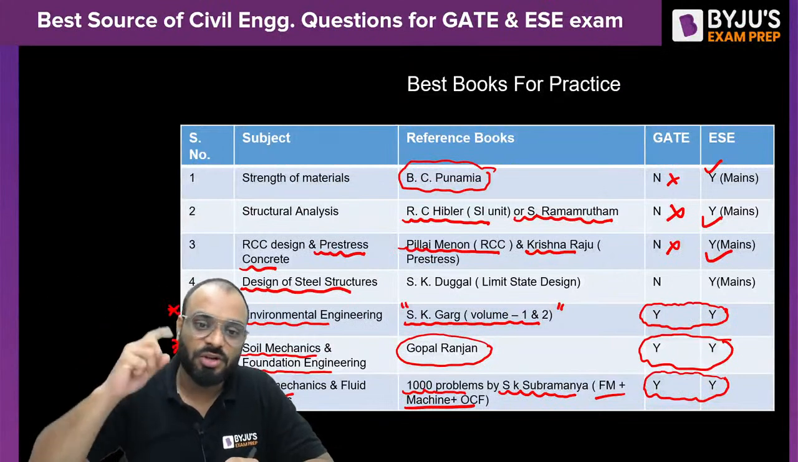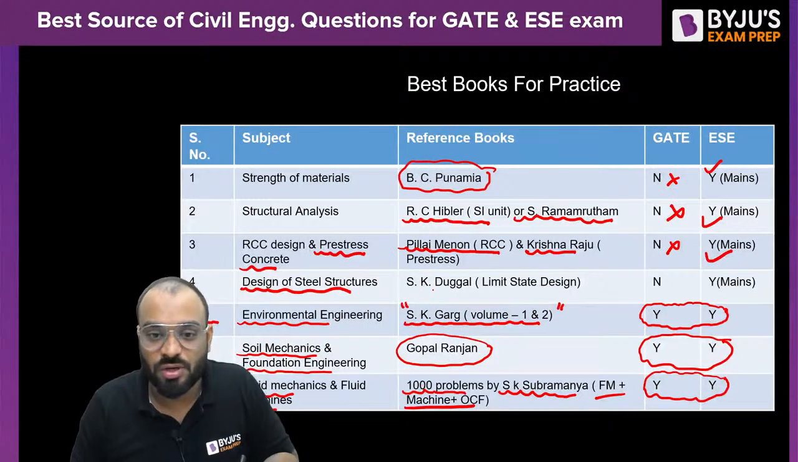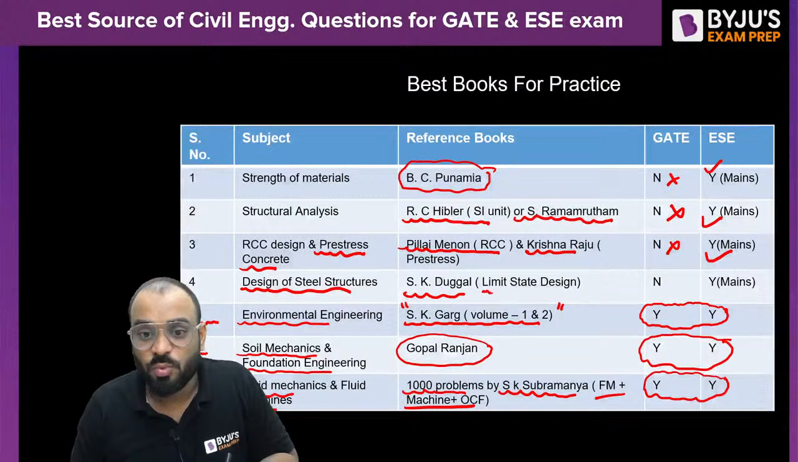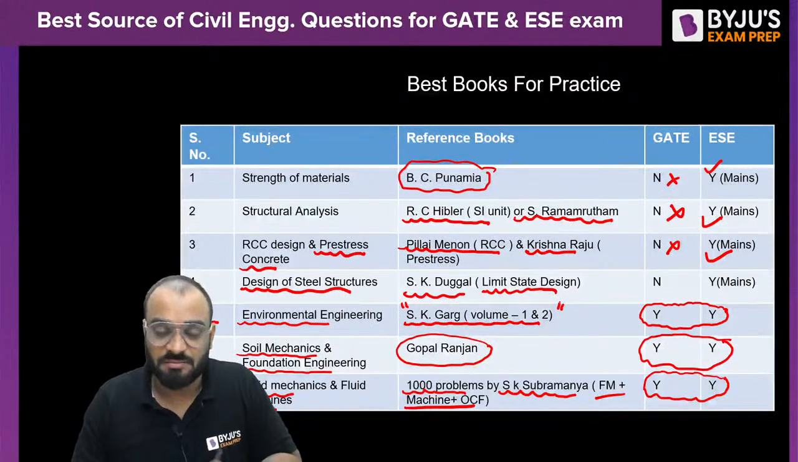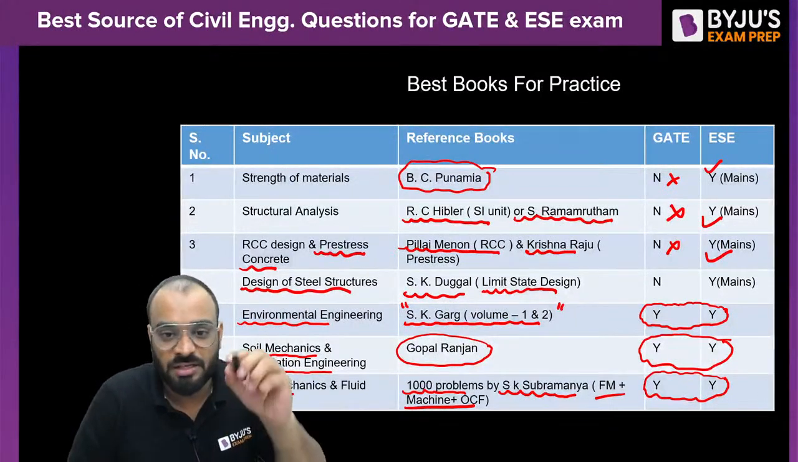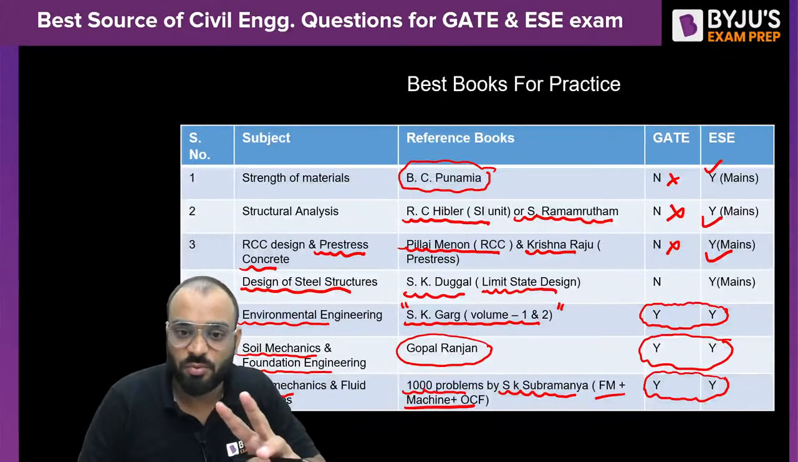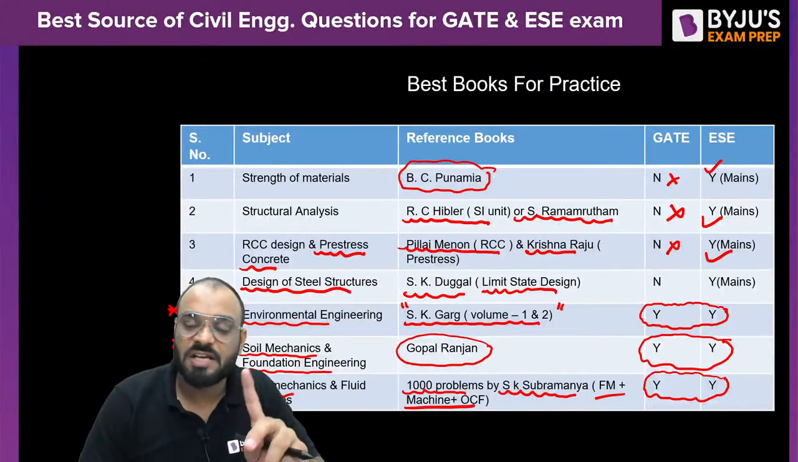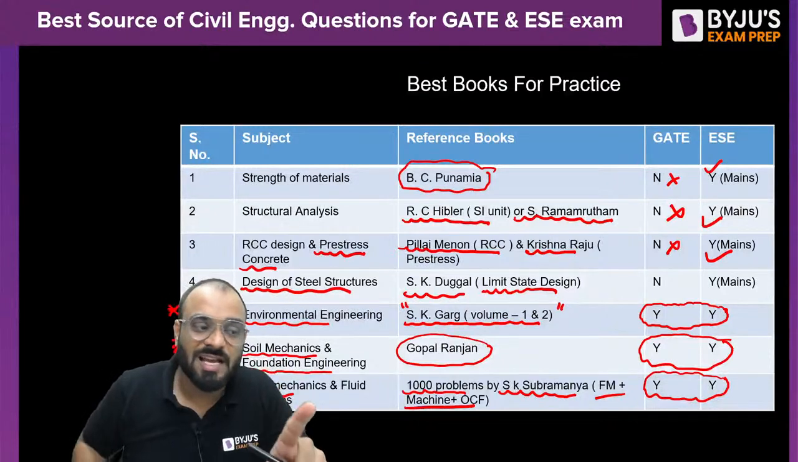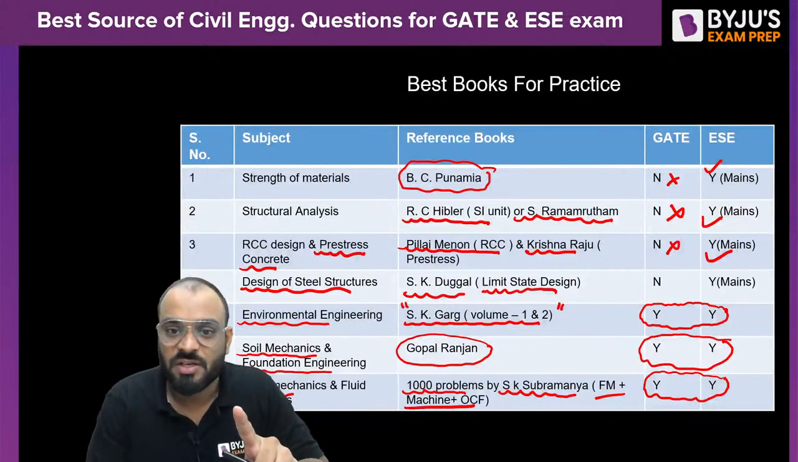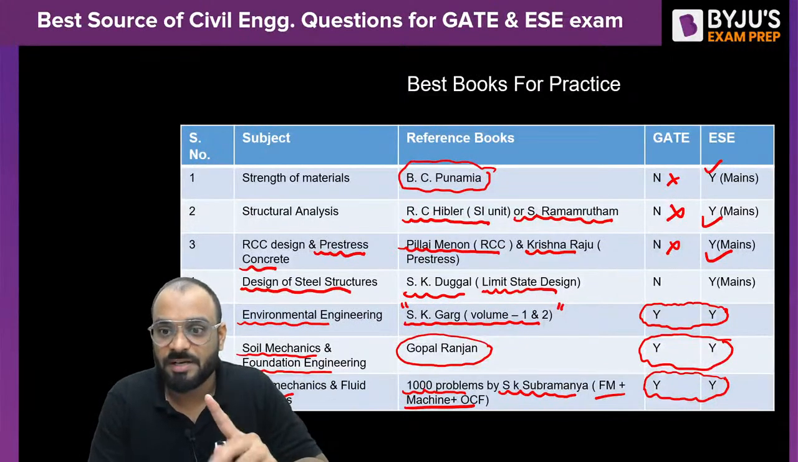Okay, so what you can do, guys, you can use the SK Duggal book, which is based upon limit state of design. Please remember this particular point, guys. There are 2 types of book in the market. One is Limit State Design by SK Duggal sir, and one is Design of Steel Structures by SK Duggal sir. So you need to use Limit State Design by SK Duggal sir, right?